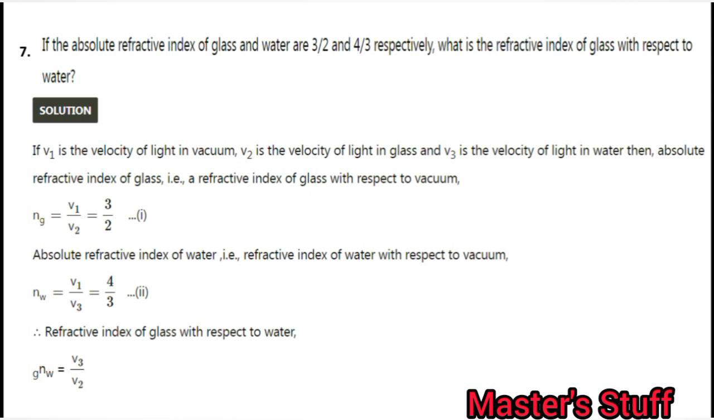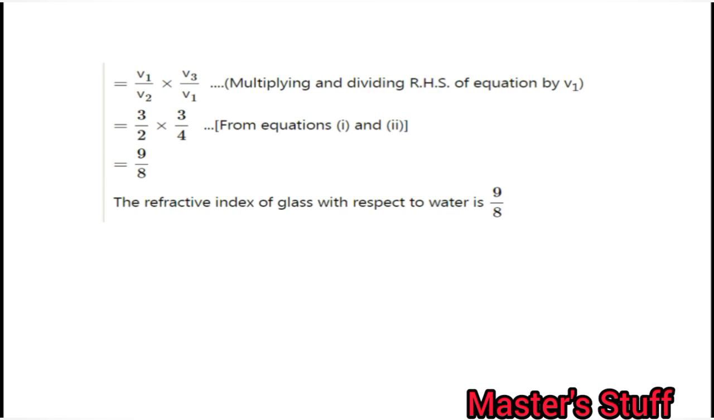Therefore, the refractive index of glass with respect to water, gNw, is equal to V3 upon V2, which is equal to V1 upon V2 into V3 upon V1, multiplying and dividing the RHS of the equation by V1. V1 upon V2 is 3/2, multiplied by V3 upon V1 which is 3/4, from equations first and second. 3 3s are 9, 2 4s are 8, the answer is 9/8. Therefore, the refractive index of glass with respect to water is 9/8.